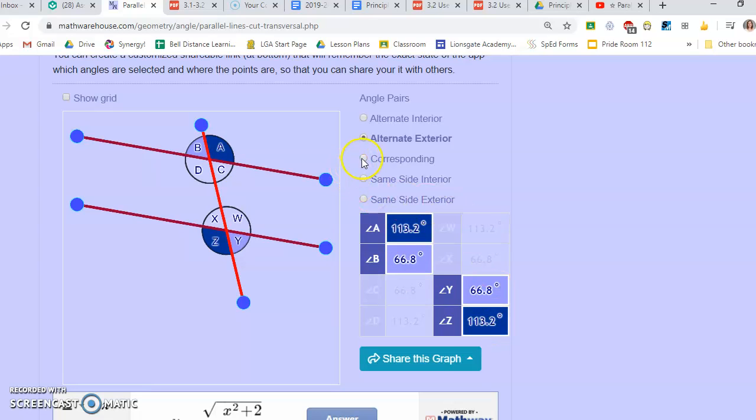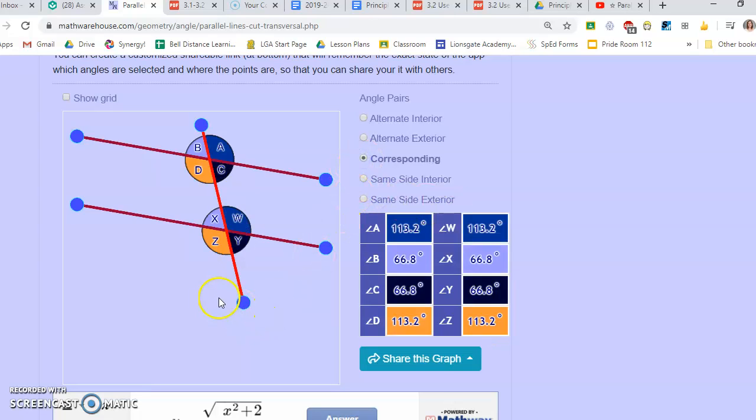Okay, let's look at corresponding angles. We've got several pairs of corresponding angles. Actually, we have four. Angle B and X are corresponding, angle A and W, angle D and Z, and angle C and Y. If I look at my chart over here, all of these angles are color-coded and they are equal. So that is showing that corresponding angles are equal.